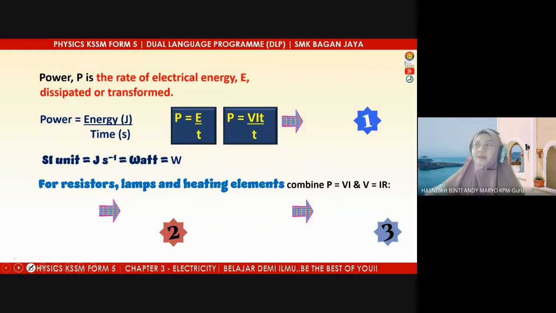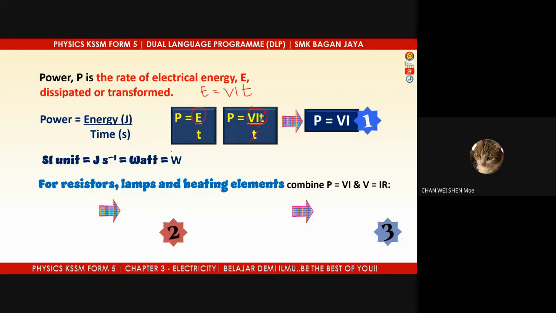Okay. So back to the equation that we generated earlier. Do you remember just now we generated E equal VIT? Earlier from 3.4.1, E equal VIT. So we substitute this E with VIT. Then it will give you our first equation. We cancel these two T. So we have P equal VI. Power can be determined from voltage multiplied by current. Okay. And the unit for power is watt, W-A-T-T. The symbol is capital W.